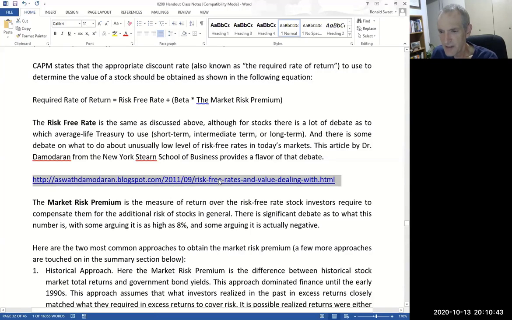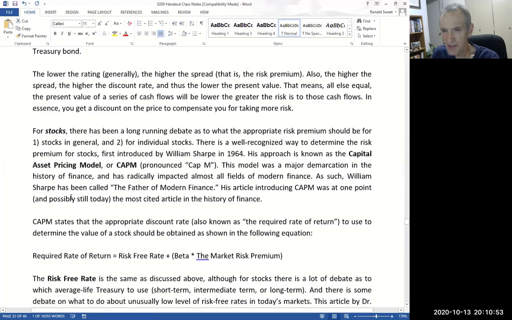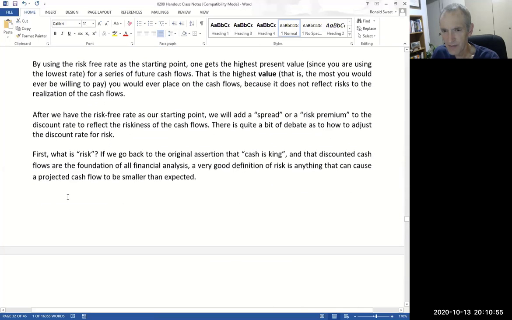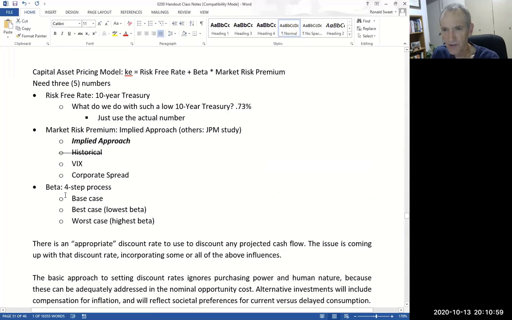I just got lazy, and you can go out and look for his most updated one. But he has a blog where he talks about how you deal with low treasury rates. That was at a time when rates were a lot higher than they are now. So I think a student found that he had actually updated that. So I should go out and find it, and if I find an updated one, I'll get it to y'all. So that has been his approach.